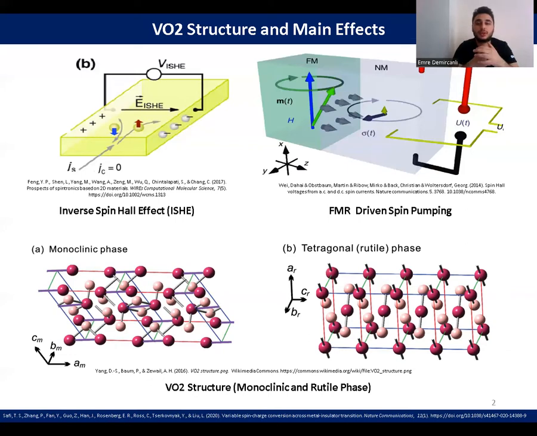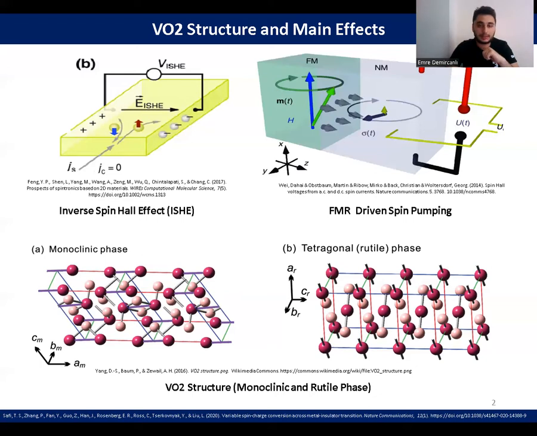In addition to the fact that vanadium dioxide has a wide resistivity range, it exhibits a monoclinic insulating phase at temperatures below 340 Kelvin and transitions to a rutile metallic phase at temperatures greater than 340 Kelvin, providing a very suitable environment for studying fundamental spin physics under phase transition.